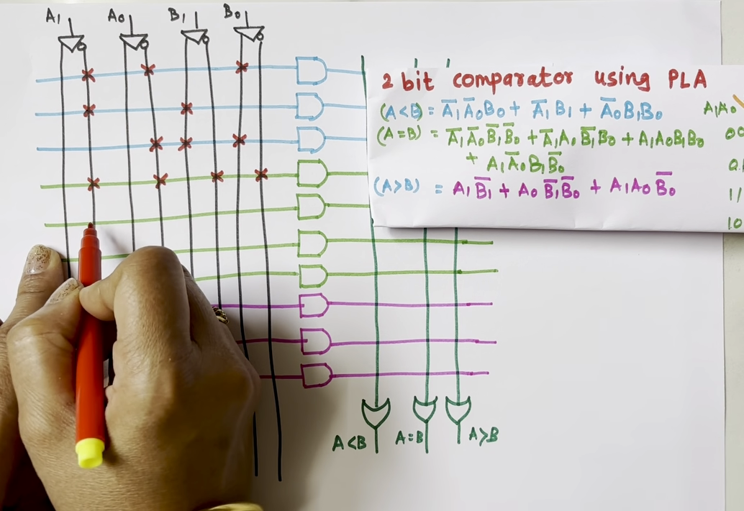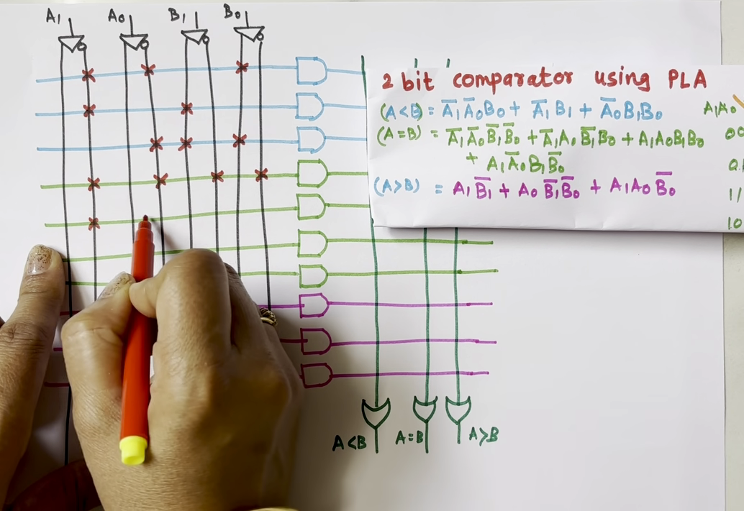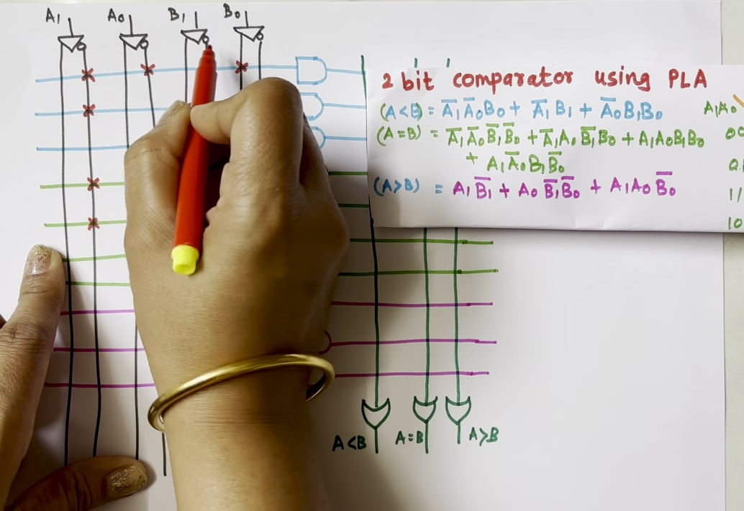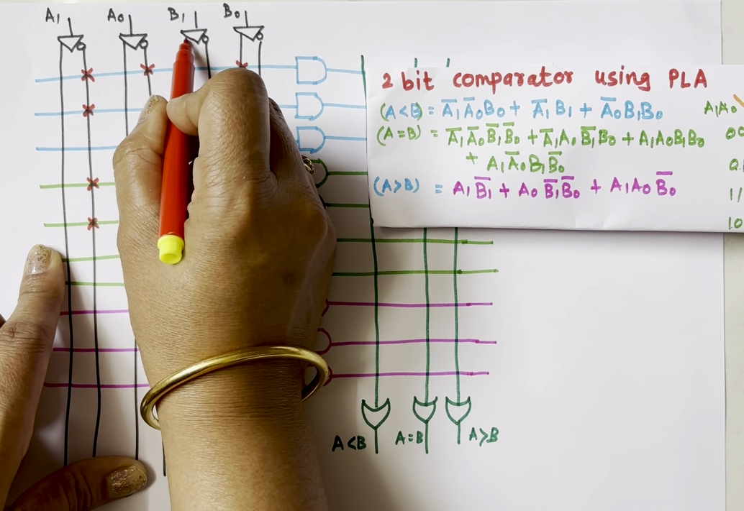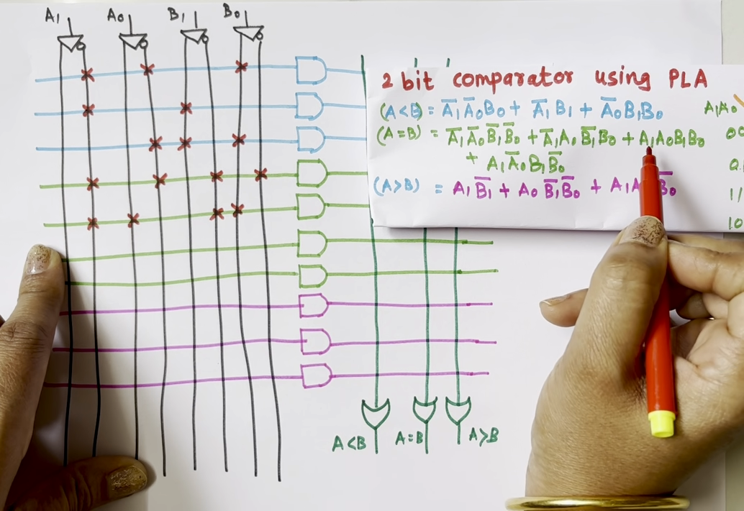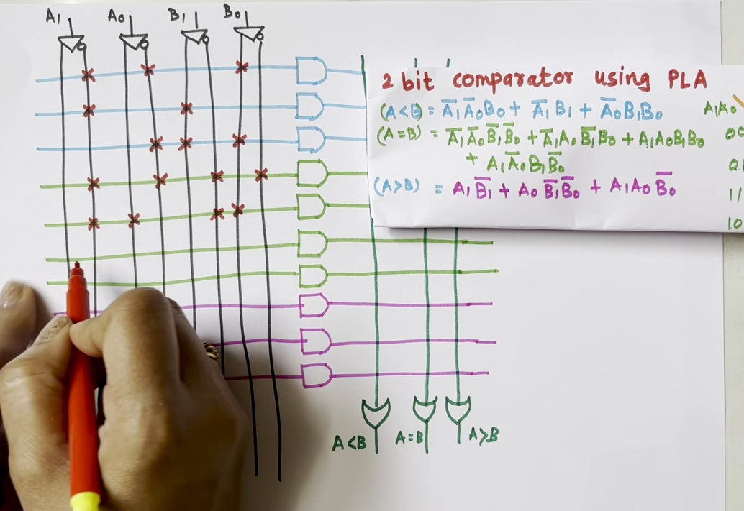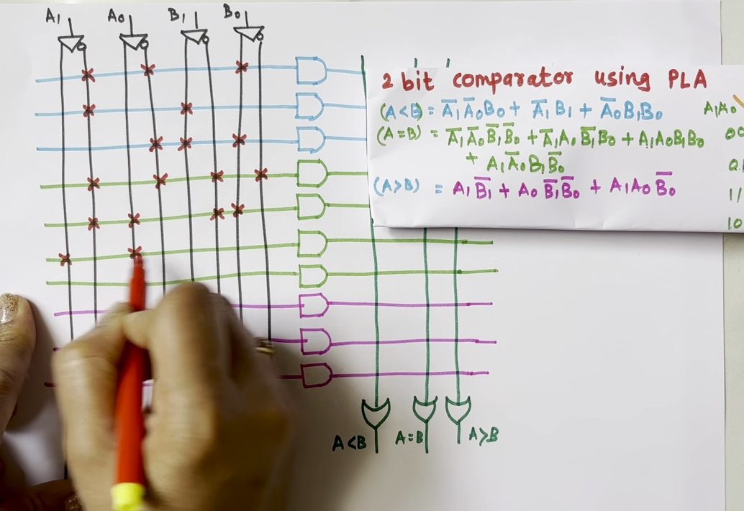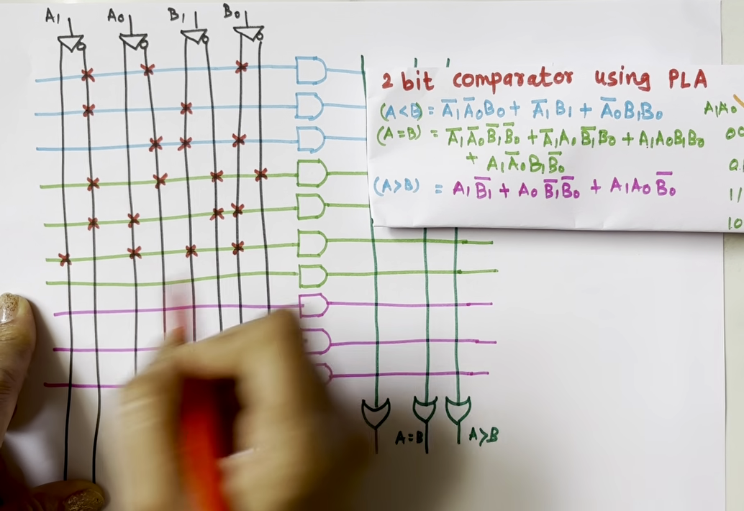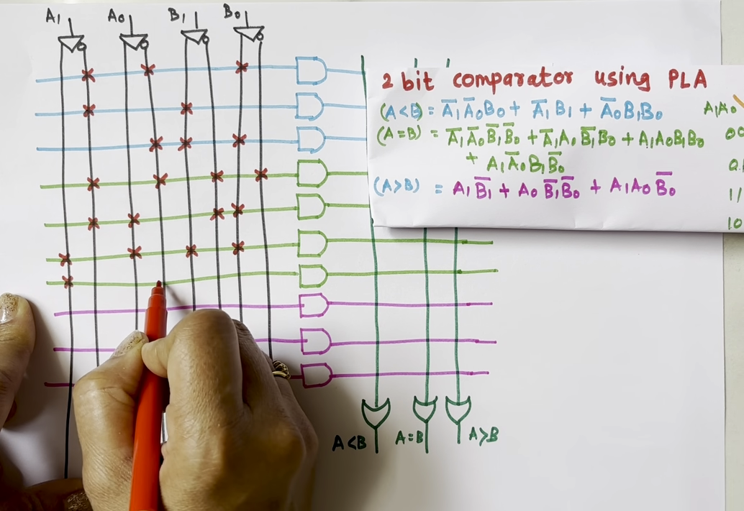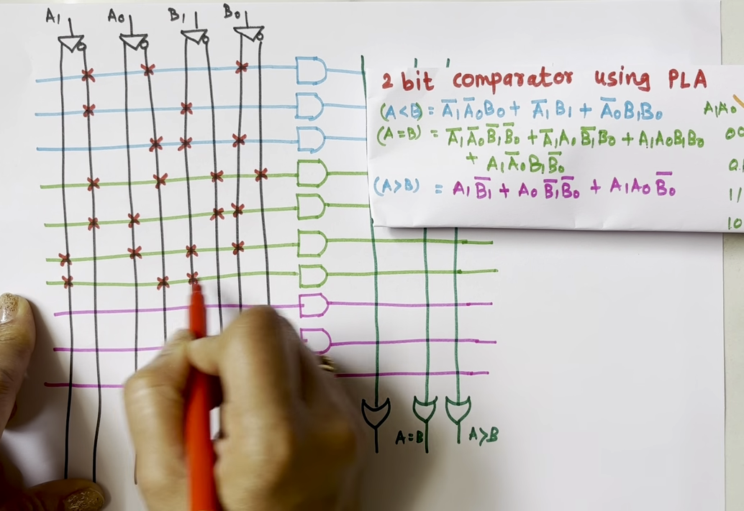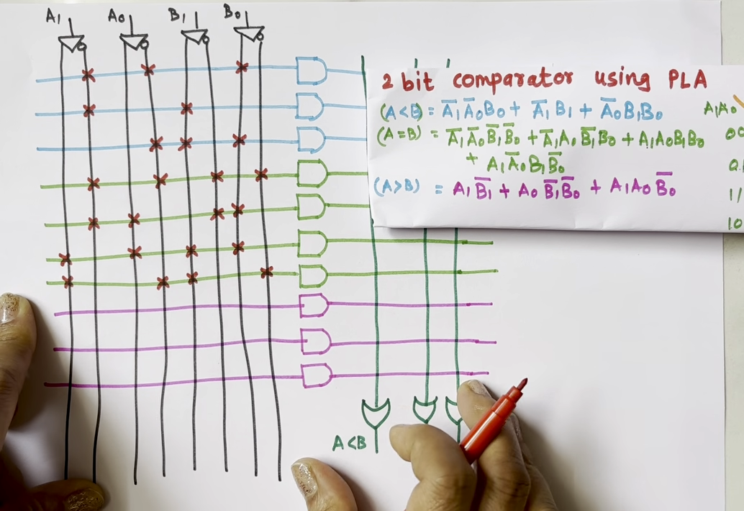A1 bar, A0, B1 bar, B0. This bubble indicates bar. This is the true term. This is B1, B1 bar, B0. Next is A1, A0, B1, B0. A1, A0, B1 and then B0. And last is A1, A0 bar, B1 and then B0 bar.